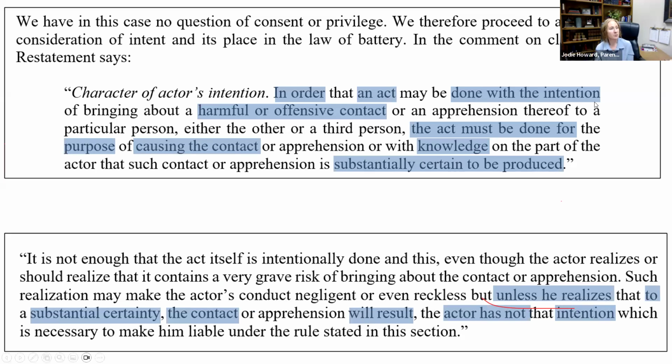So in order for an act to be done with intent of harmful or offensive contact, the act must be done for the purpose of causing the contact or with knowledge to a substantial certainty that contact will be produced. And we see the language again here. Unless he realizes to a substantial certainty that the contact will result, then he doesn't have that kind of intent, the proper intent. Paulina, did you have a question or comment?